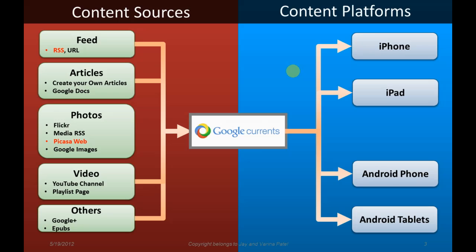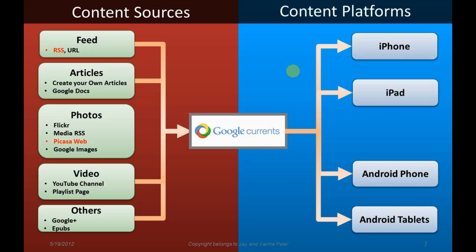So as photographers, you at some point in time already have a web page or you're publishing your photos on some of these galleries. So from a photography perspective, Google Currents will let you take your photographs, your articles from a variety of different sources and enable you to publish them on a mobile platform.